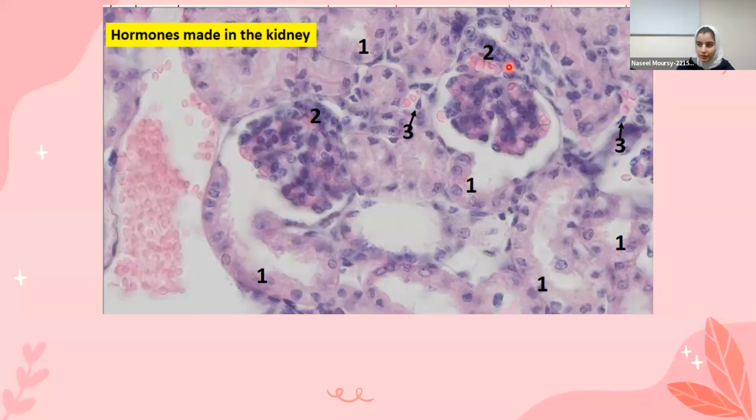All right, now let's go to number 1. What tubule am I looking at? I hinted it's a tubule. What am I looking at?